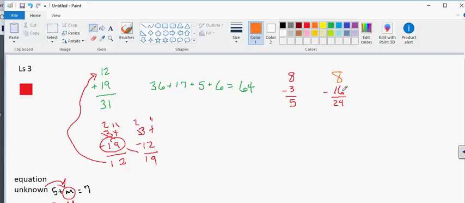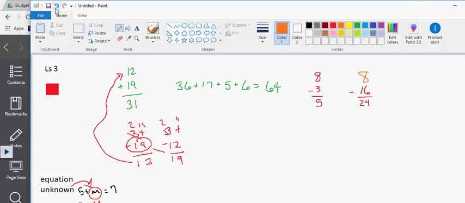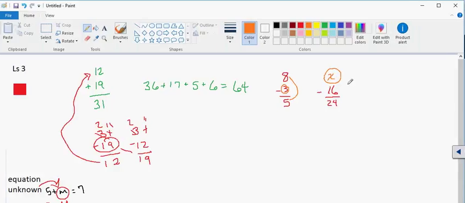It does not work. 8 minus 16 is negative 8. 16 minus 8 is 8. We're trying to get to 24. So we can't follow the same pattern in subtraction for both if we're missing one or the other. Missing this number is easy. Just 8 minus 5 is 3. But missing this number, let's use an x.